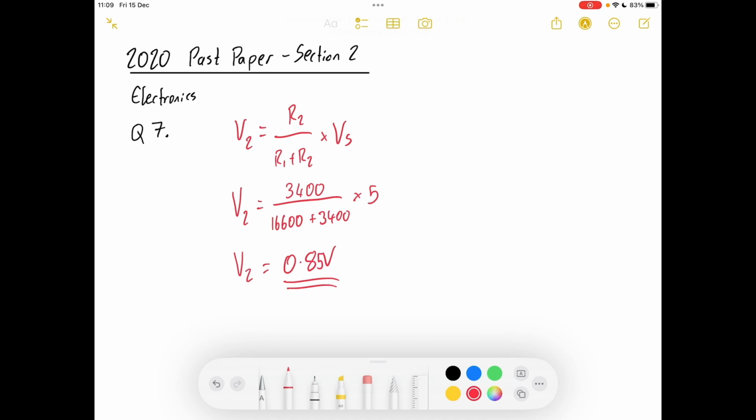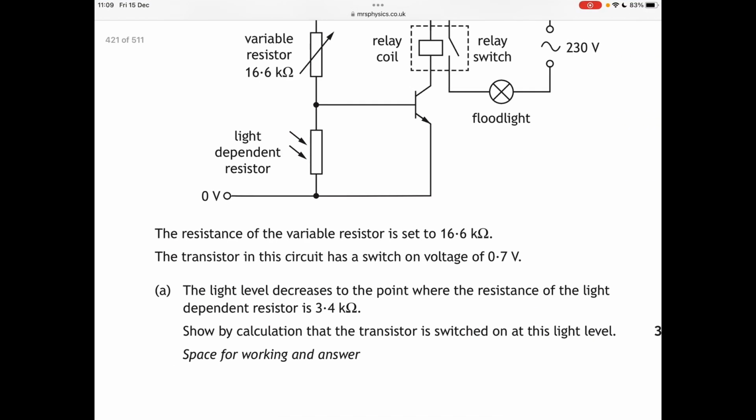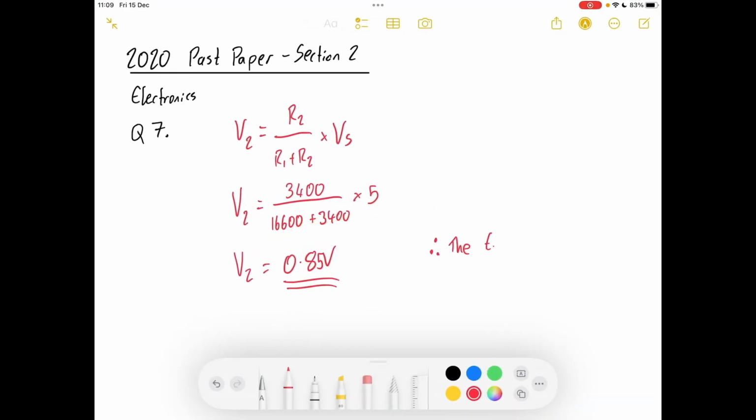But if you wanted to have clarity, you could say, therefore, what's it actually asking for? The transistor switches on. So you would say, therefore, the transistor will switch on as the voltage is greater than the switch-on voltage.